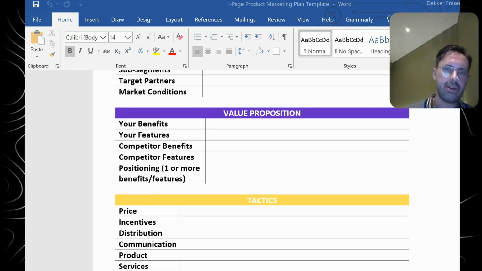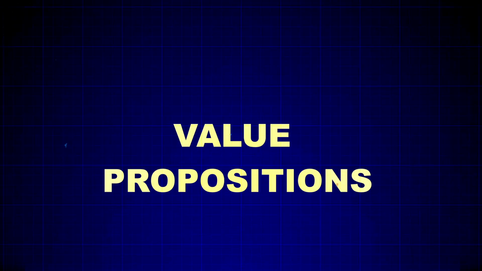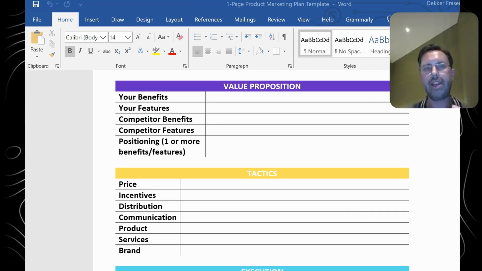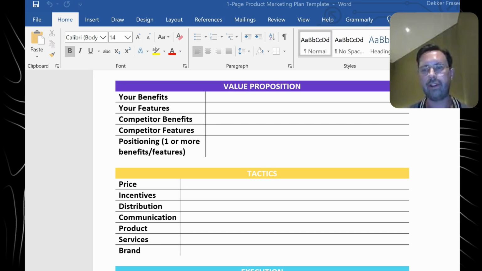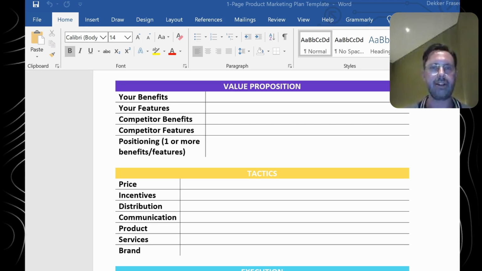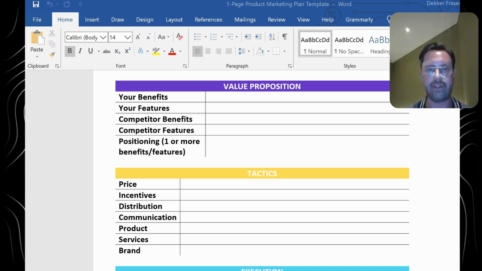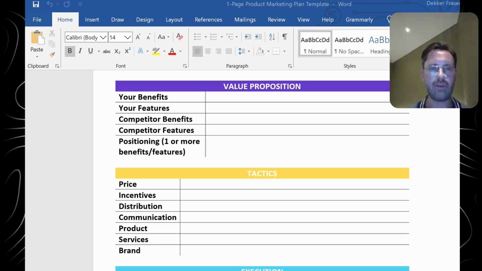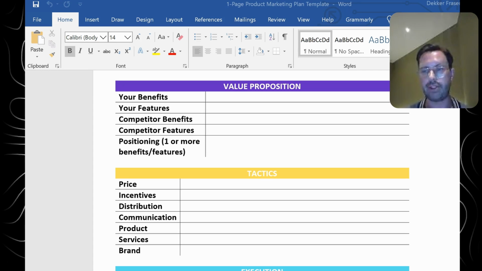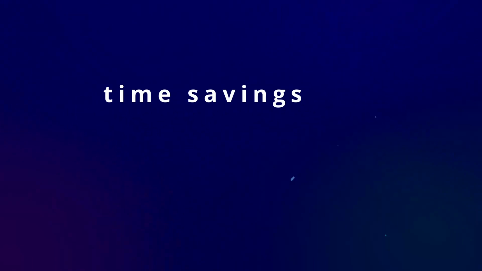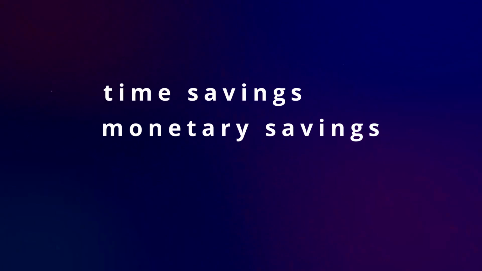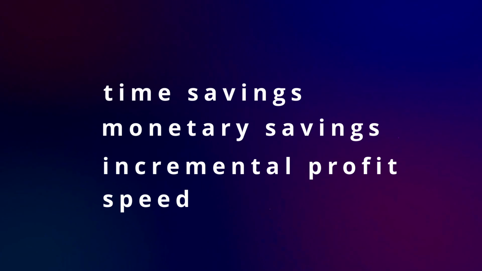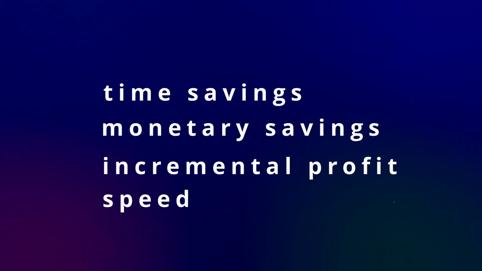The second key component of your marketing strategy is going to be your value propositions. This is how you create value in the market, particularly for your customers, but also for your target partners. So you need to create value in different ways. The way that you determine your value proposition is by starting with the benefits that you are producing. This might be time savings, monetary savings, incremental profit, speed, it could be any number of things.